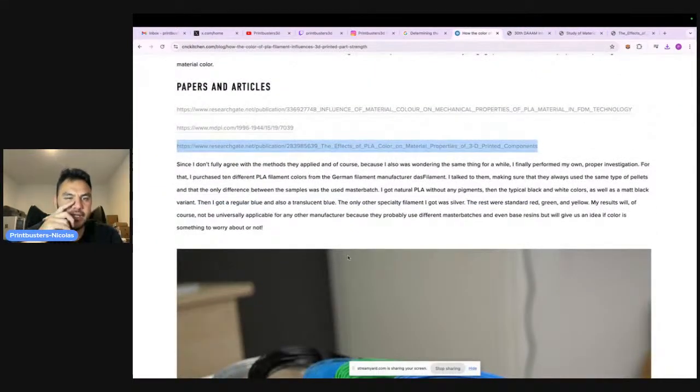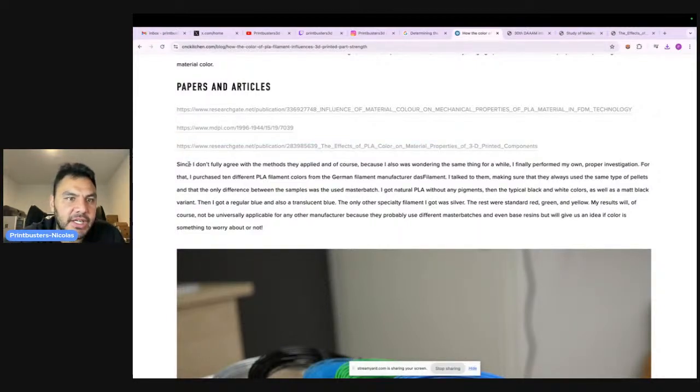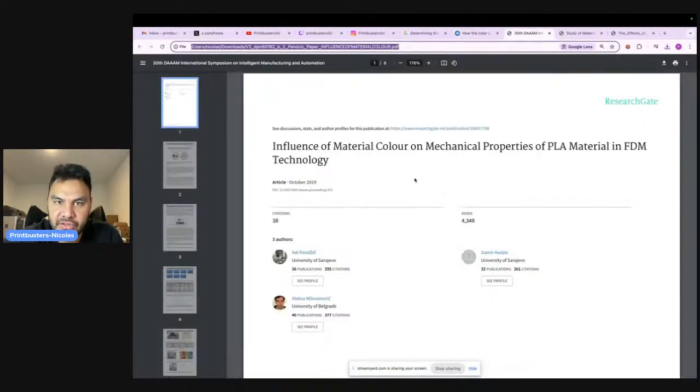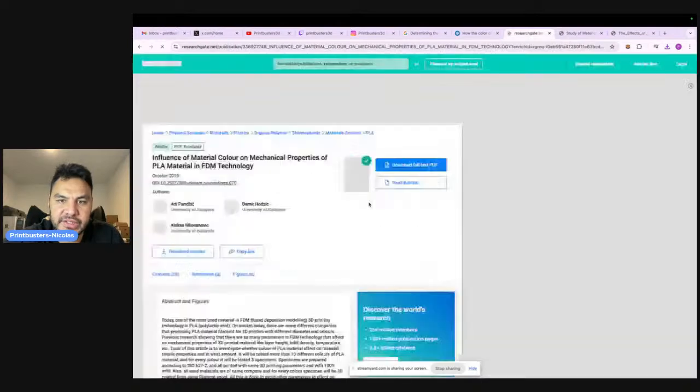And let's see. I think CNC Kitchen is explaining why he was not convinced by these papers. "Since I don't fully agree with the method they applied, because I was also wondering the same thing for a while, I finally performed my own proper investigation." Okay, so he didn't think that the method that was used was good enough.